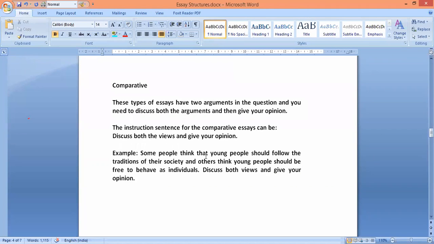So the comparative essay structure is very easy. Discuss both the views and give your opinion. This question will come this way only, or they may ask, discuss both the sides and give your opinion. Why do we call it comparative? Because we have to discuss both the sides, and on that basis we have to give our opinion. So, sir, in this case, we write the opinion in the second-last paragraph before the conclusion. Exactly.